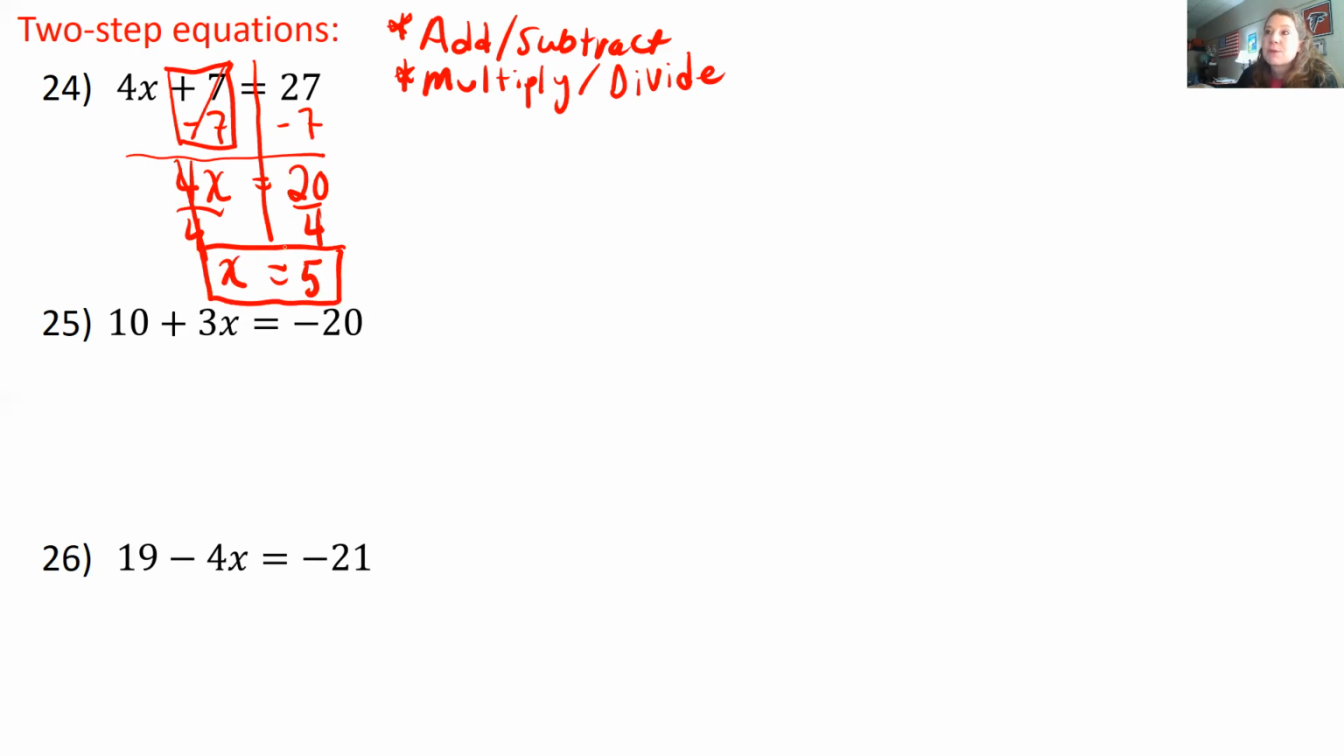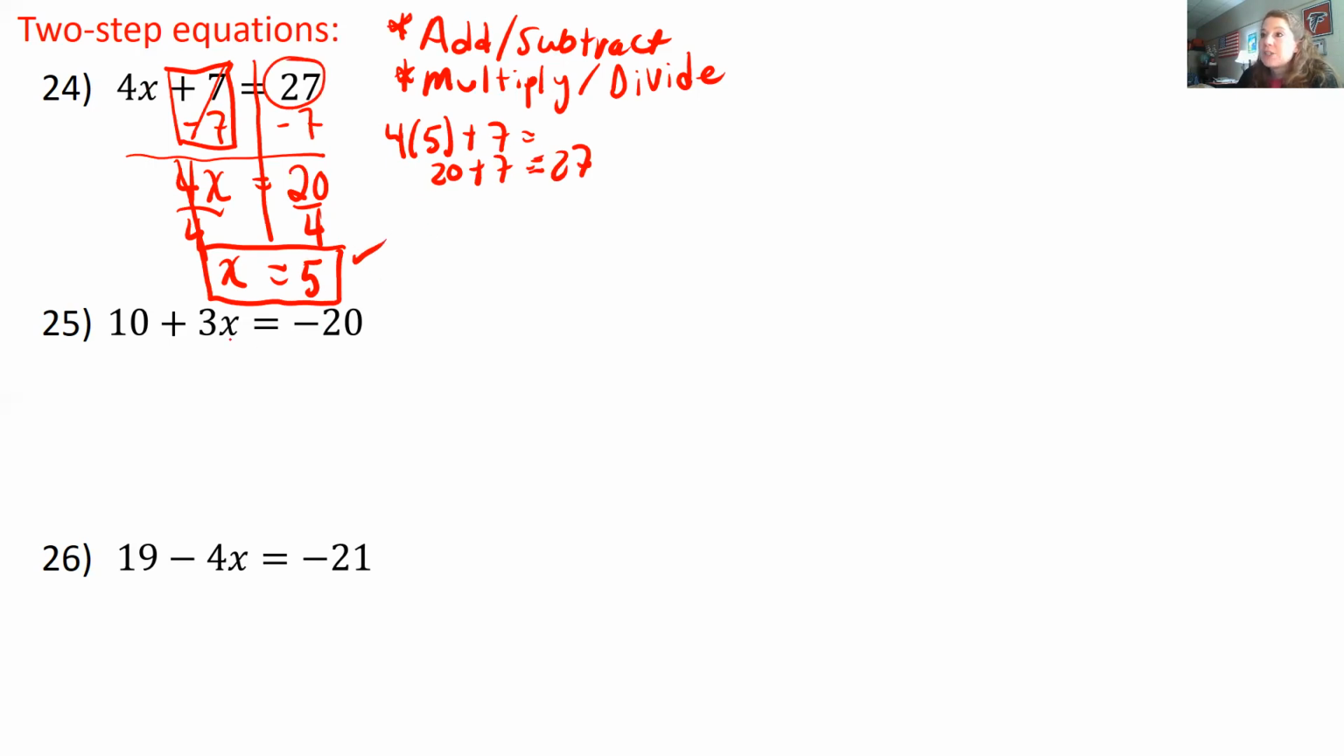So now to check our answer, we plug in 5 for x. So 4 times 5 plus 7. So 4 times 5 is 20. 20 plus 7 is 27, which is what we had here. So we know our answer is right.